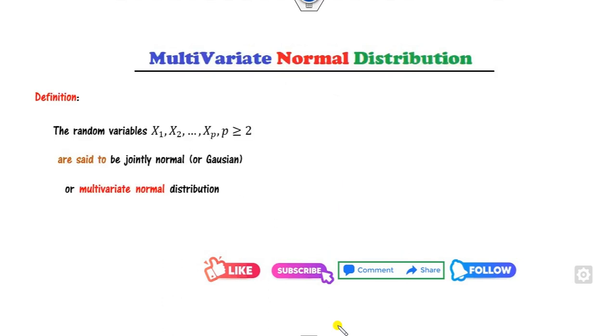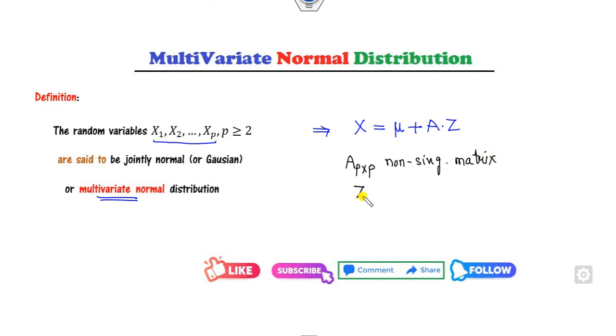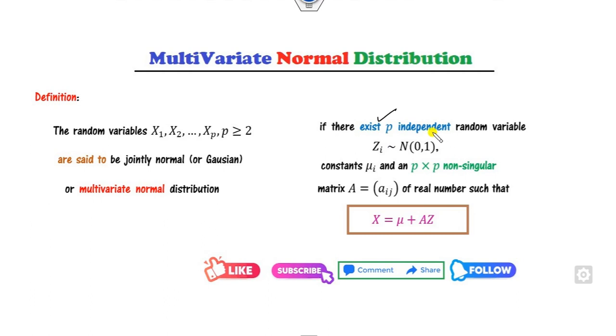So let me quickly recall the definition of the multivariate normal. A random vector Xi, i varies from 1 to p, is said to have the multivariate normal distribution if you can write x is mu plus A into Z, where A is a p cross p non-singular matrix, and Z is normal with 0 mean and identity variance, and all are independent. So if there exist independent random variables Zi and a p cross p non-singular matrix such that you can write like here, then x is called the multivariate normal distribution.